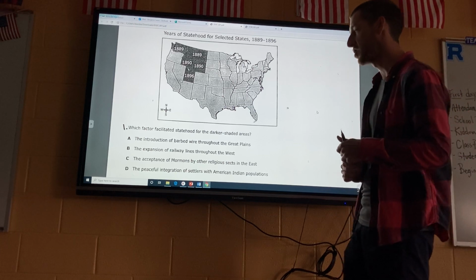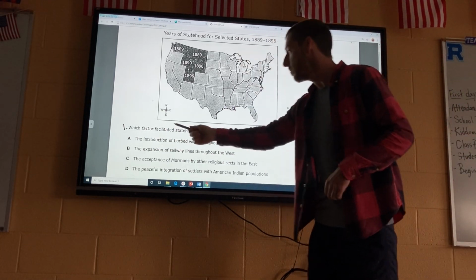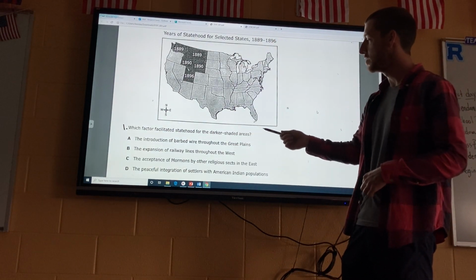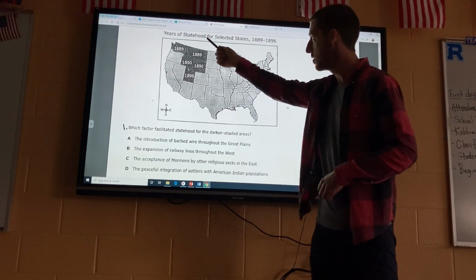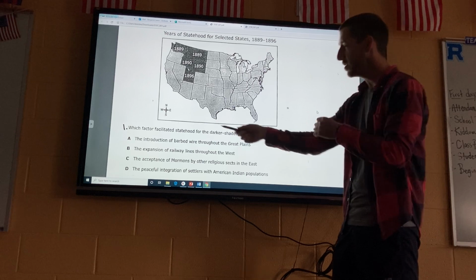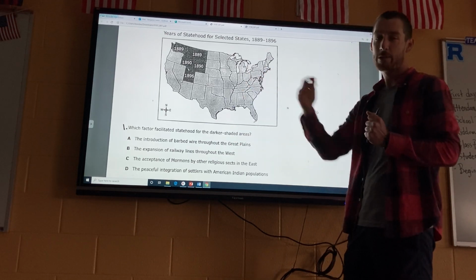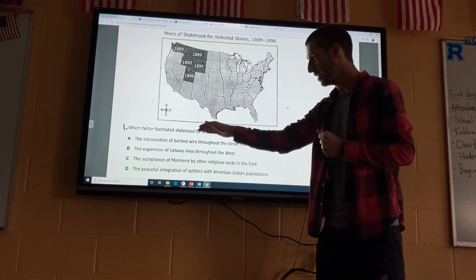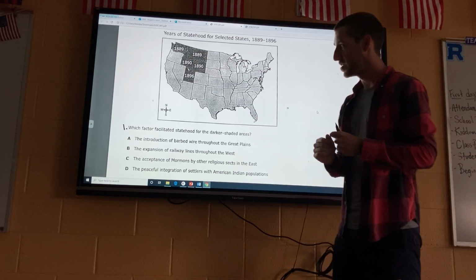So you look at your source briefly, you look at the title, always look at the title, and the first thing we definitely need to do is read our question. Which factor facilitated statehood for the darker shaded areas? So we know years of statehood for these states. Which one of these things, why did these become states, is what it's asking. Which factor made these become states?